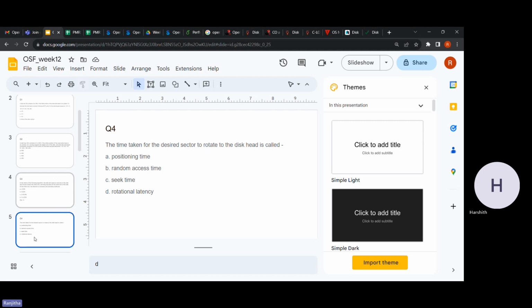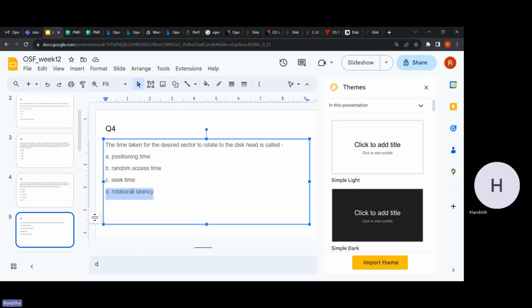The time taken for the desired sector to rotate to the disk head is called: positioning time, random access time, seek time, rotational latency. It is the rotational latency. So the time it takes for the disk to rotate so that the required sector comes under the read-write head is the rotational latency. So the answer here is D.